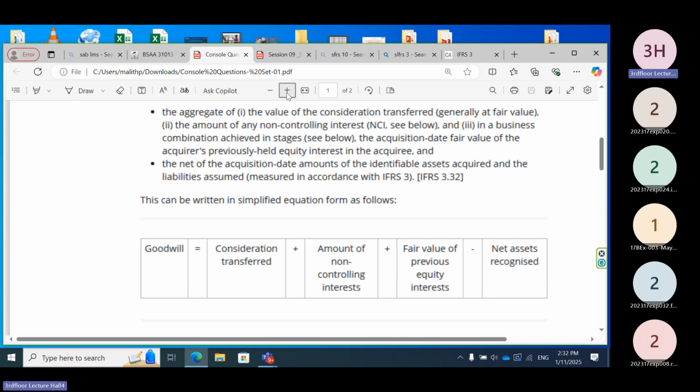So this diagram will be there in the standard. Once you search IFRS 3, you can go to the international financial reporting site, and that site clearly says this formula. I get that formula from there.